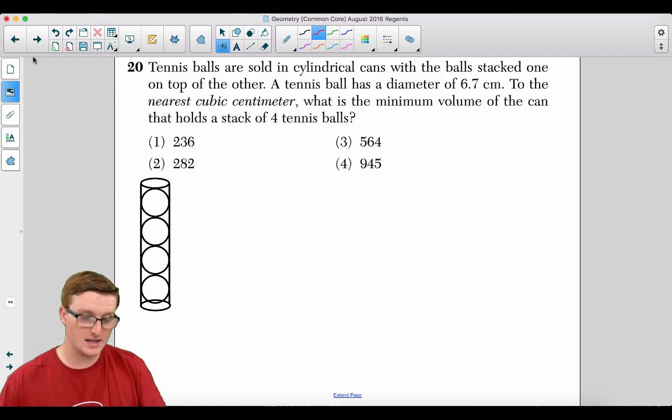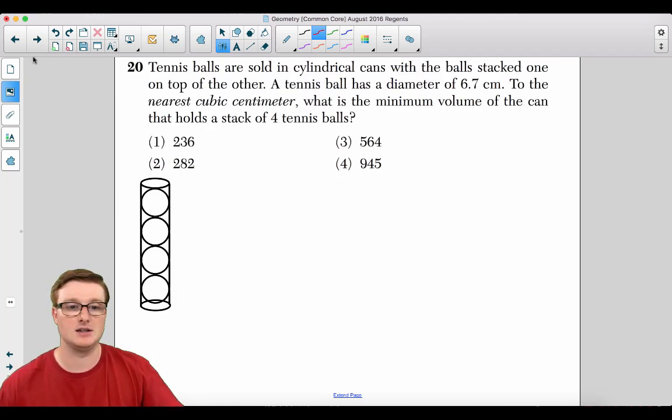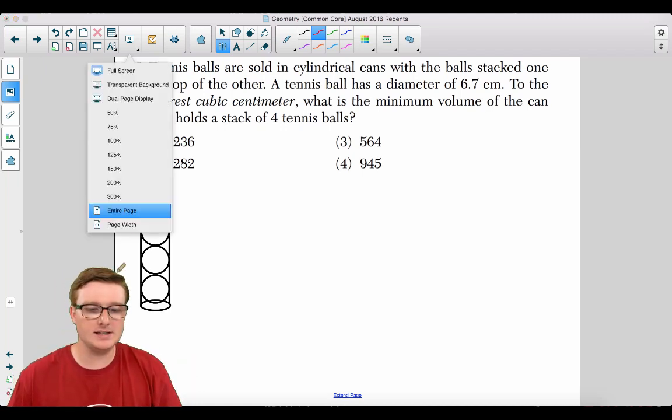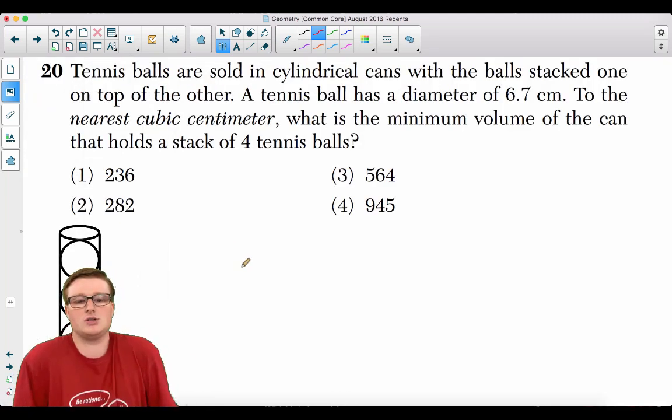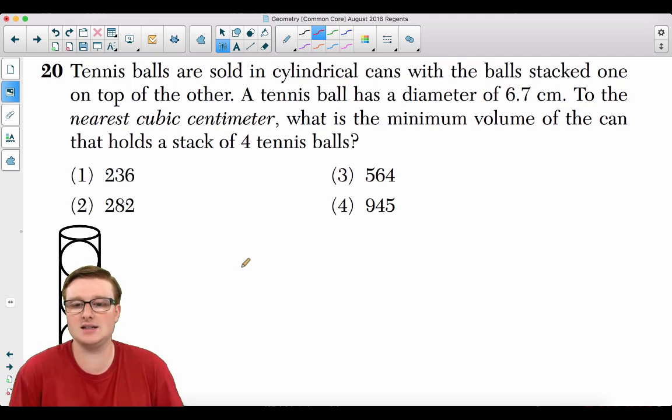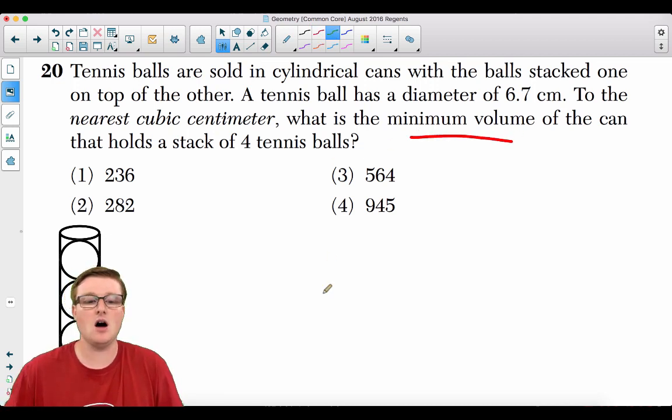Number 20. 20 makes my brain work. It's a pretty cool question. Number 20 says, tennis balls are sold in cylindrical cans with the balls stacked one on top of the other. A tennis ball has a diameter of 6.7 centimeters. To the nearest cubic centimeter, what is the minimum volume of the can that holds a stack of 4 tennis balls?